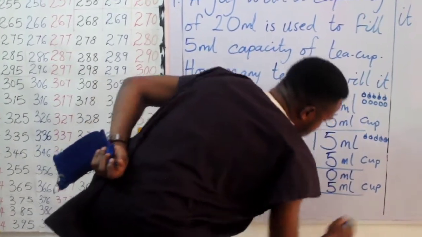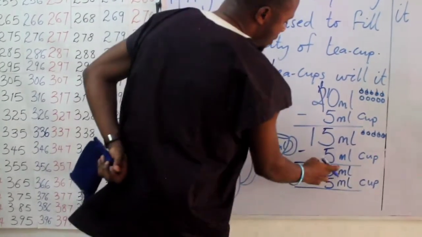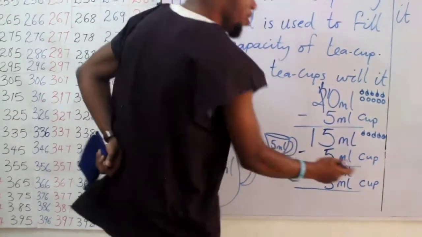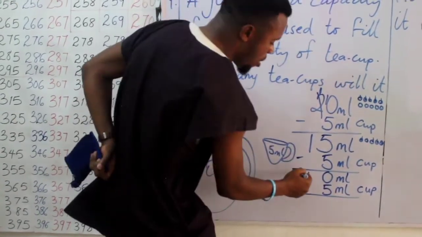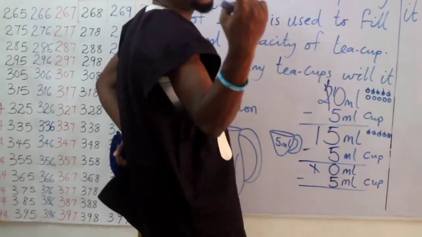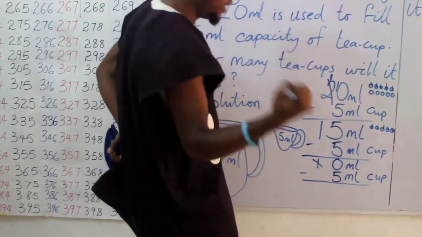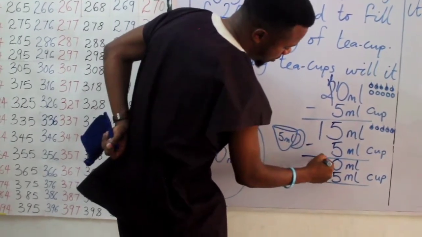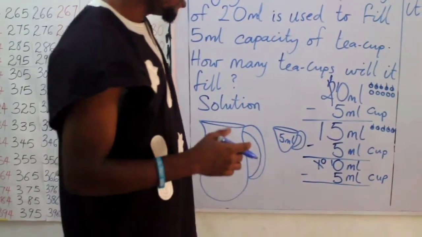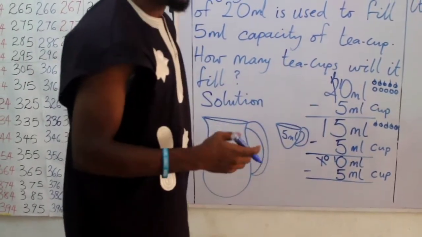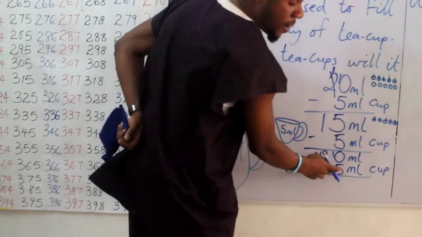Subtraction. Now 0 minus 5. Can you count 0? Good. No, it was. We borrowed 1. You borrow 1. What do you have left? Nothing. So nothing means 0. You bring it here to make it what? 10. 10 minus 5.